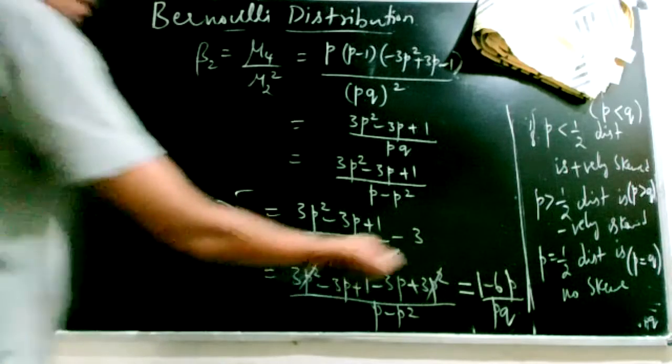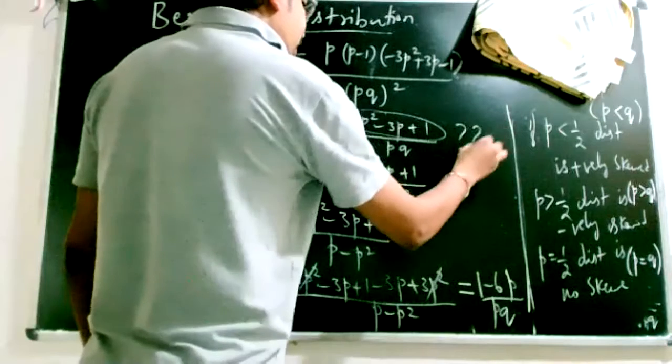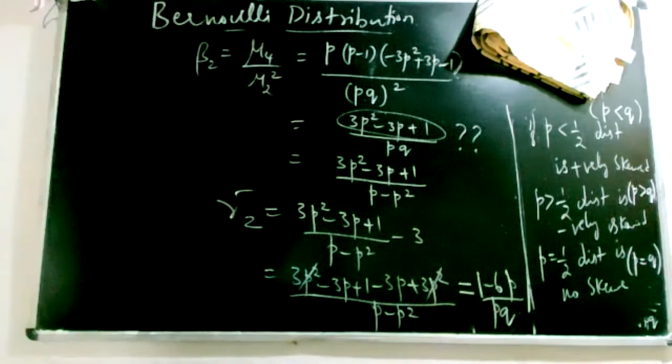In the same way, derive the 3 cases for kurtosis and check this result. So even I'll do that. So some mistake in mu4 that has to be rectified. Let me see.